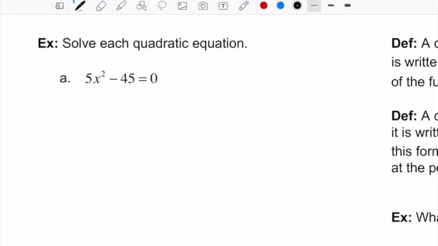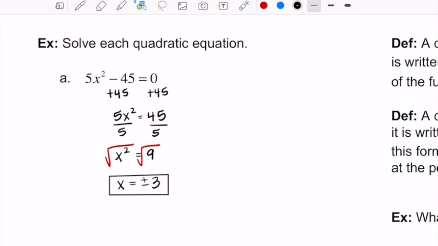Notice that on this one, it does not have a b term, and so that means that I can solve it by the square root method. I'll start by adding the 45 to both sides, then I'll divide both sides by 5, and lastly, I'll finish by taking the square root of both sides. And so for this first problem, the answer that I'll get is x is equal to plus or minus 3. Those are the two zeros of the function. If I solved this by factoring or by the quadratic formula, I would get the same answer to the question.